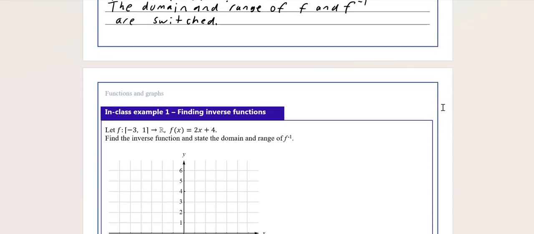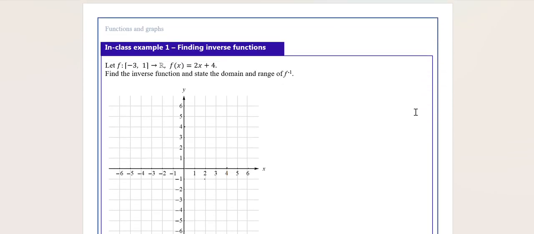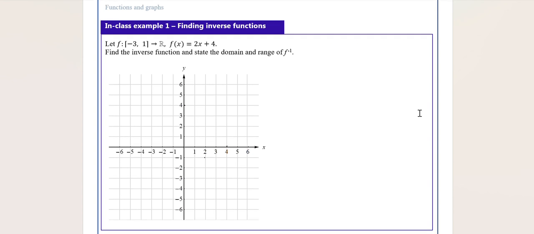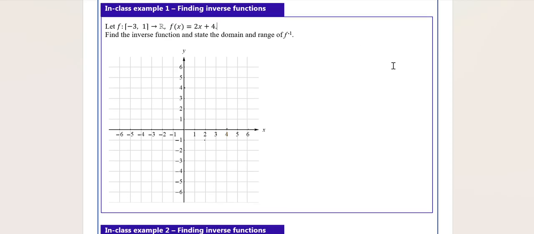Now we're going to go through a couple of examples where we get a function and we've got to find its inverse function. So for the first one, we've got the line 2x plus 4, and we've got its domain as being from x equals -3 up to x equals 1. And what we want to do is find the inverse function and state the domain and range of f minus 1, being our inverse function.